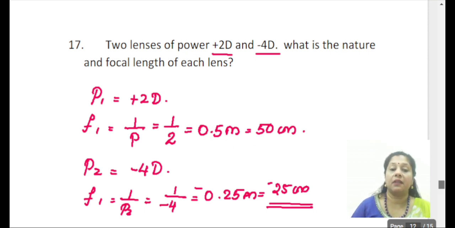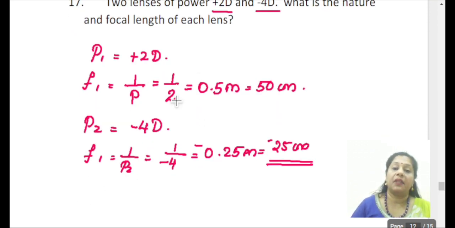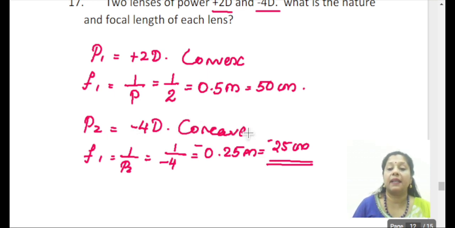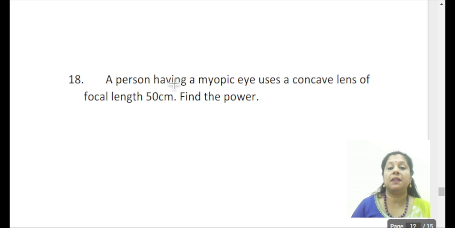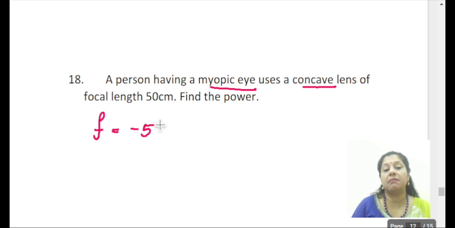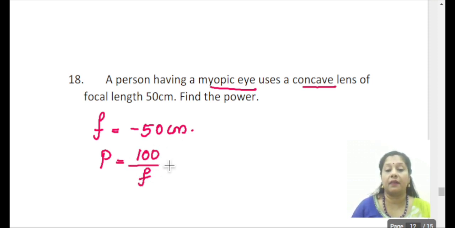So the nature: the lens with the power plus 2 diopter is convex, as its focal length and power are positive, and this is concave because its focal length and power are negative. A person having a myopic eye uses a concave lens of focal length 50 centimeter. So since it is concave, focal length is minus 50 centimeter. Since it is given in centimeter, we can take power as 100 by F. That is 100 by minus 50. So minus 2 diopter.